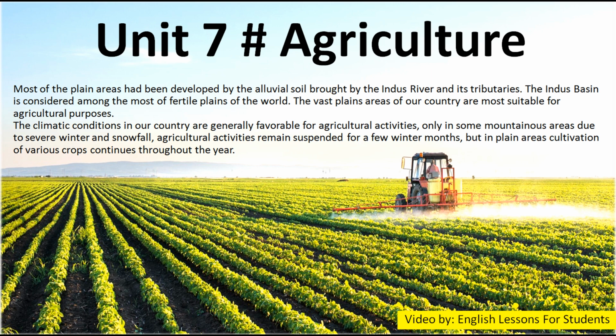Most of the plain areas had been developed by the alluvial soil brought by the Indus River and its tributaries. The Indus Basin is considered among the most fertile plains of the world. The vast plains areas of our country are most suitable for agricultural purposes. The climatic conditions in our country are generally favorable for agricultural activities. Only in some mountainous areas, due to severe winter and snowfall, agricultural activities remain suspended for a few winter months. But in plain areas, cultivation of various crops continues throughout the year.